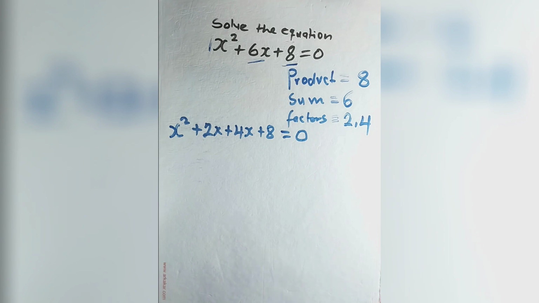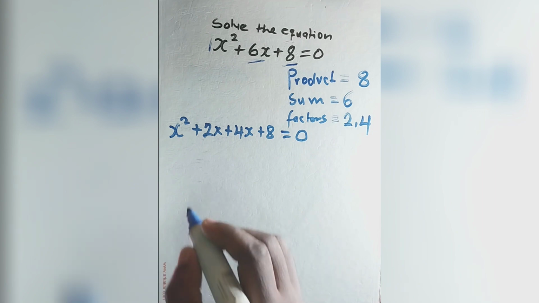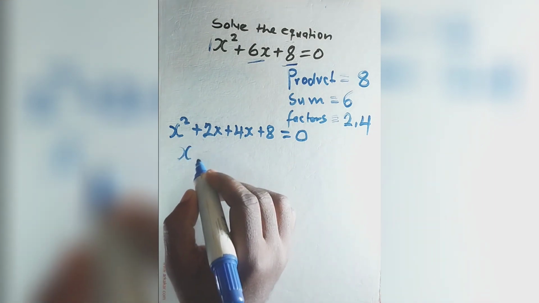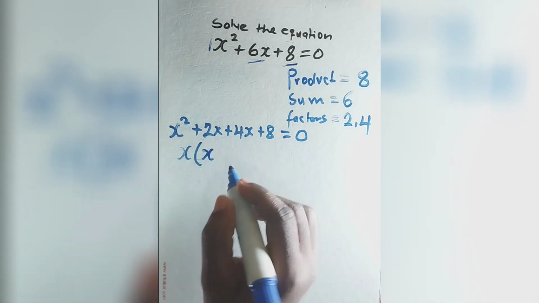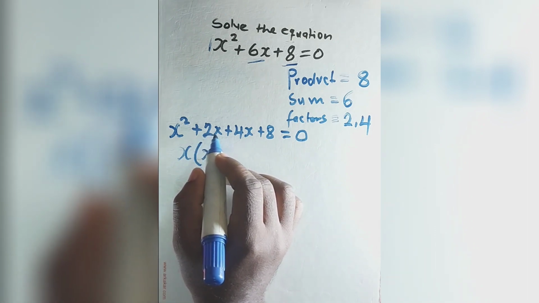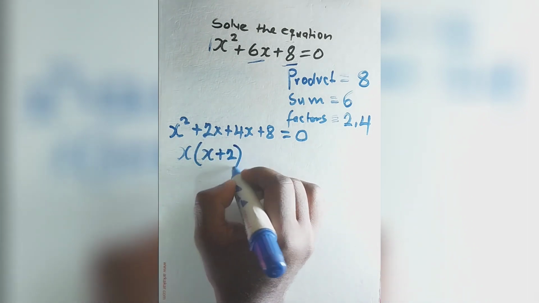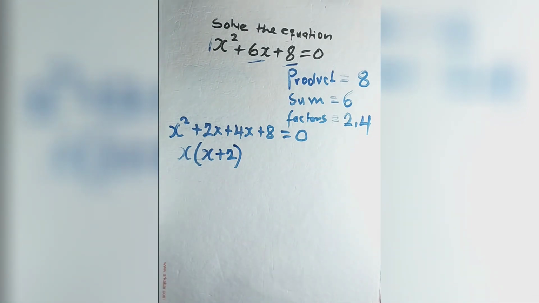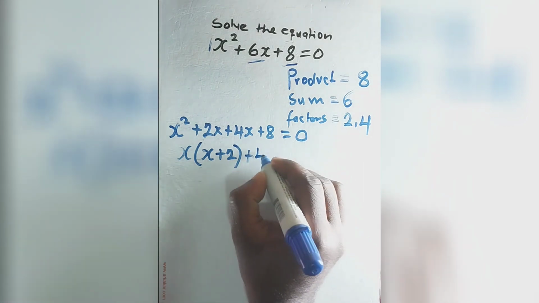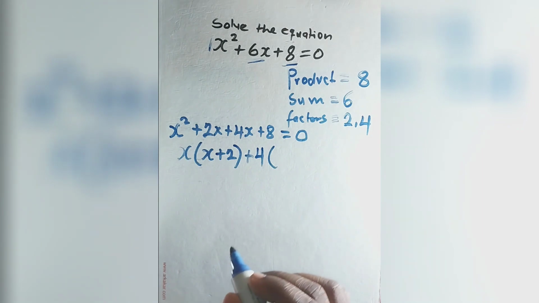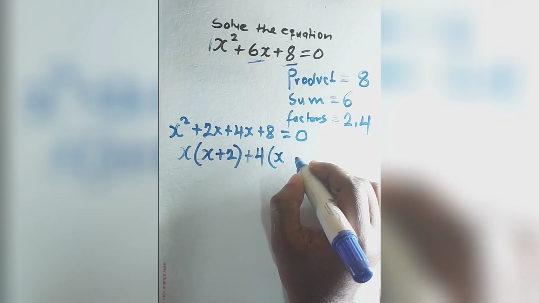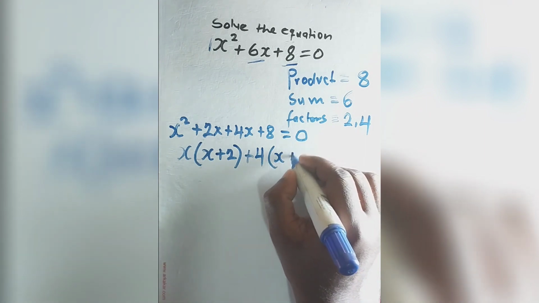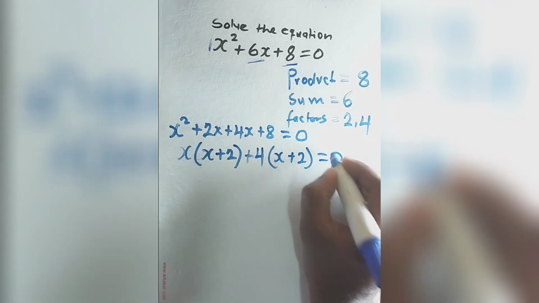All right, doing factorization, you need to separate the terms. So we bring x outside the bracket. Here, x squared divided by x gives you x, and 2x divided by x gives you plus 2. Okay, so we move to the second term. This gives you plus 4. So 4x divided by 4 gives you x, then 8 divided by 4 gives you 2, so plus 2, which is equal to 0.